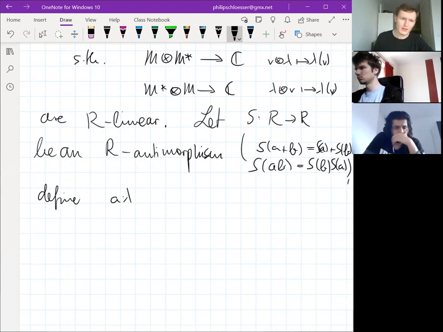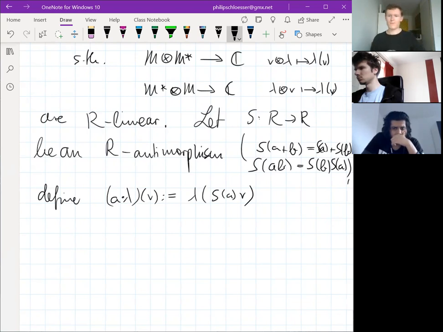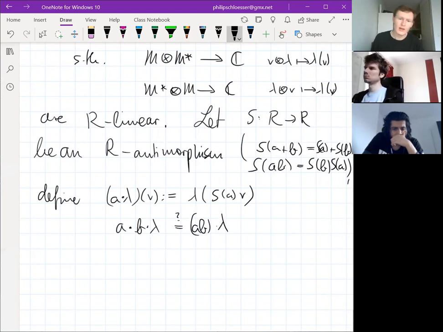And then define A times lambda. Well, how do we define such a thing? We apply to a vector, and that should just be lambda applied to SAV. And you could ask, why does this define an R module structure? For example, is that really equal to A times B applied to lambda? Well, since we've chosen S exactly such that it reverses the order when multiplying, that is indeed the case.